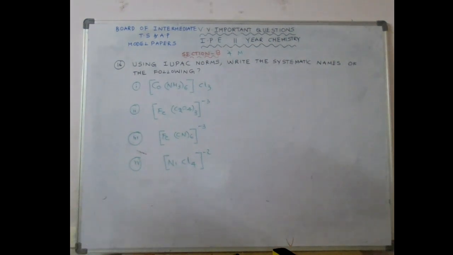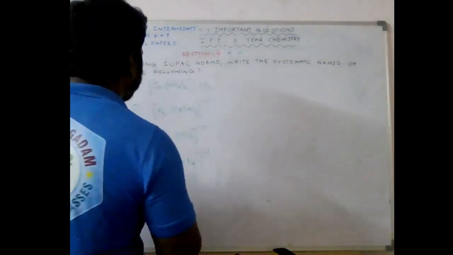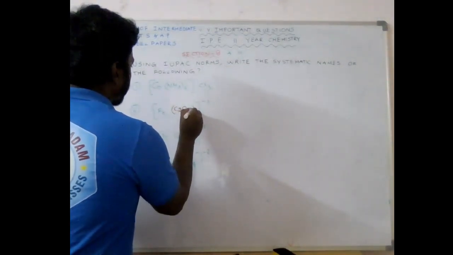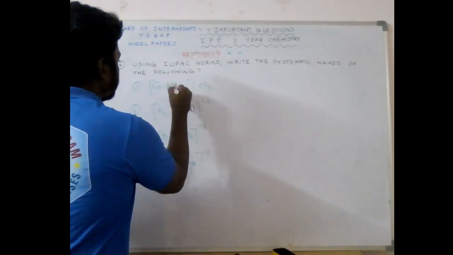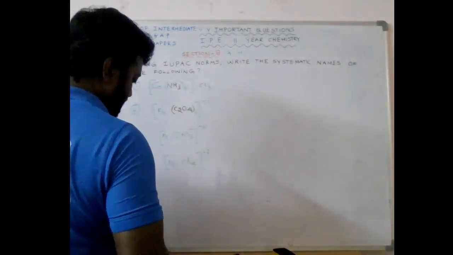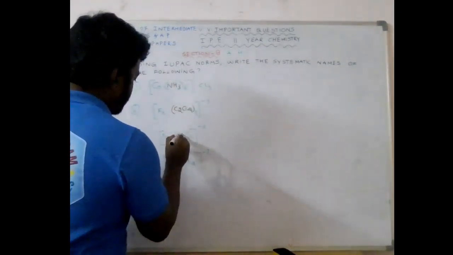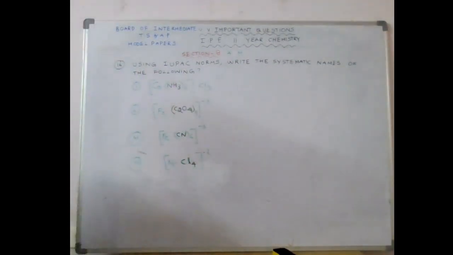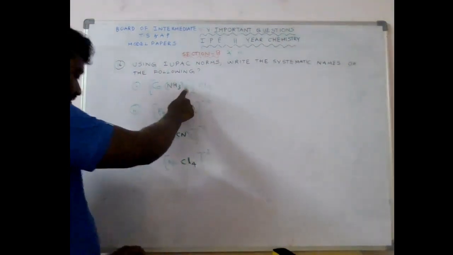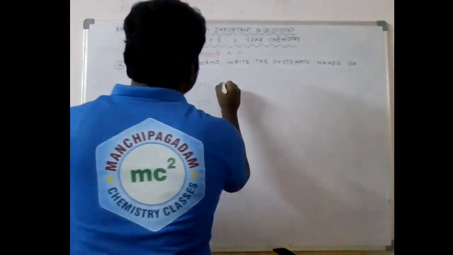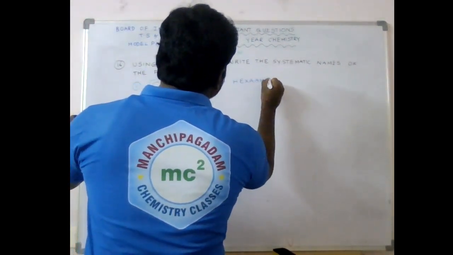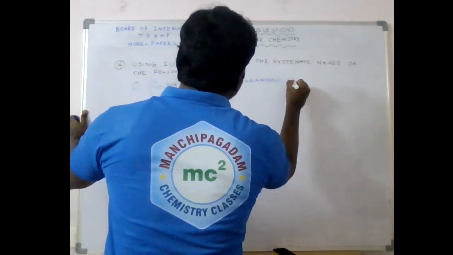Second one is containing what? C2O4. This is not monodentate, it is bidentate, negative. NH3. Okay. Here also CN, cyano. Here Cl4, chloro. So how can you write? How many amines are there? Total 6 are there, right? So that is why it will come as hexaamine cobalt.